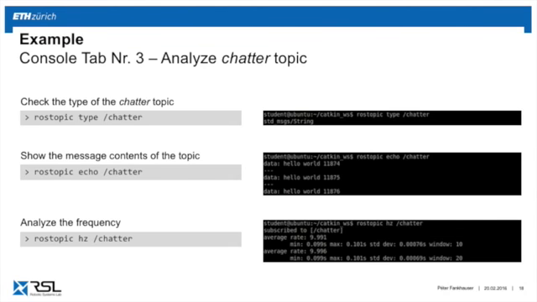Now there are other commands such as rostopic hz, or Hertz, which provides you the frequency at which this topic is published. So if you type in rostopic hz /chatter, you'll see that it measures for a while and then gives you the average rate together with the min and max and standard deviation, how fast these messages are sent out on this topic.